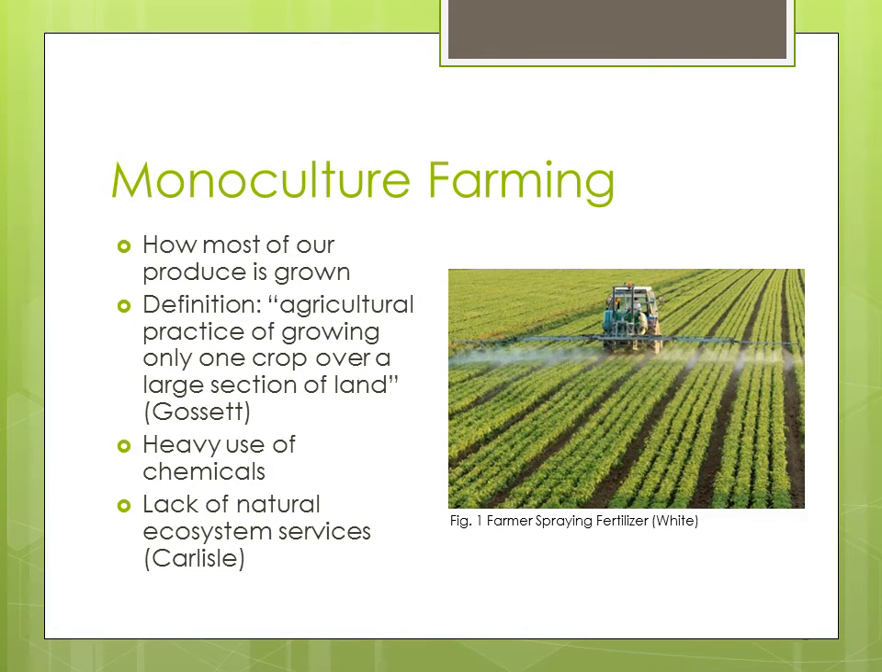The sustainability problem that I'm addressing is the modern agricultural system's use of agrochemicals in monoculture crop farms. This is the system that we use to grow most of our produce. Monoculture farming is defined by Salem Press Encyclopedia as the agricultural practice of growing only one crop over a large section of land. They rely on heavy agrochemical use because traditional ecosystem services are not active. These systems are completely unsustainable for several reasons.